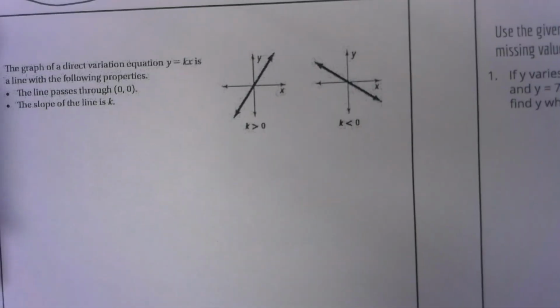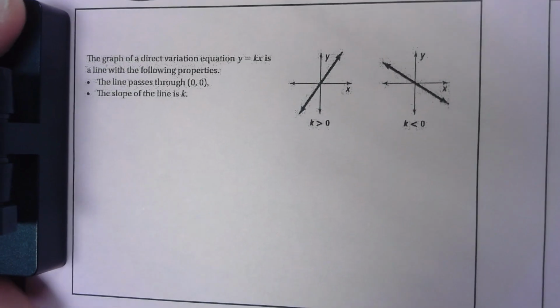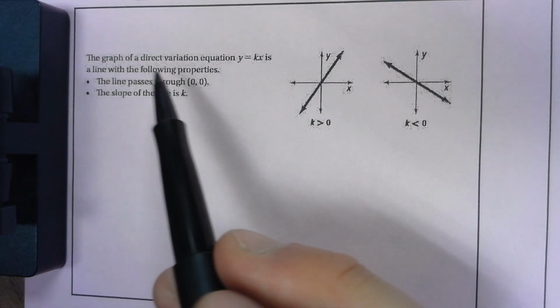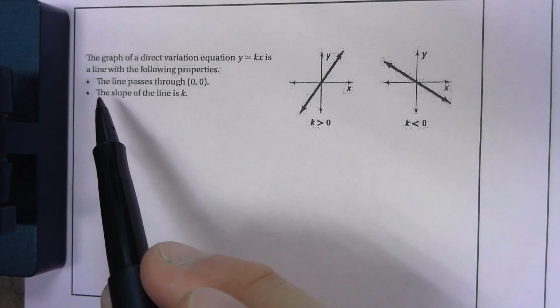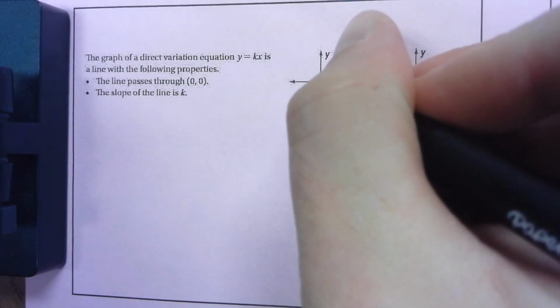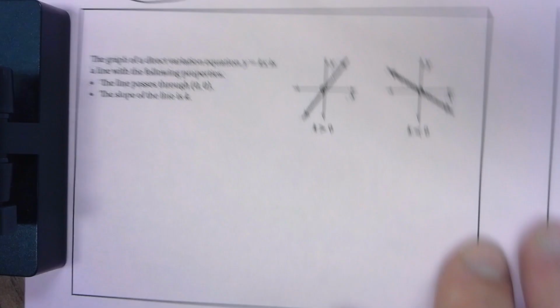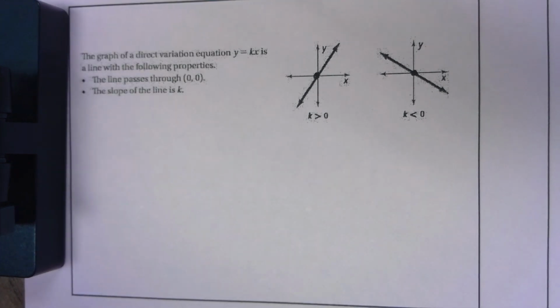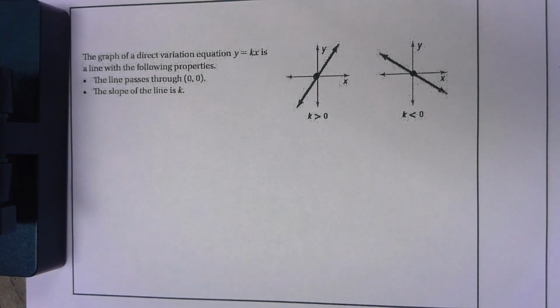Again, this is just kind of looking ahead here, but the graph of a direct variation equation, y equals kx, is a line with the following properties. It passes through 0, 0, and that's why in our table we always had 0, 0 as part of that. It needs to be 0, 0. If we don't have 0, 0, this does not follow constant variation, okay?